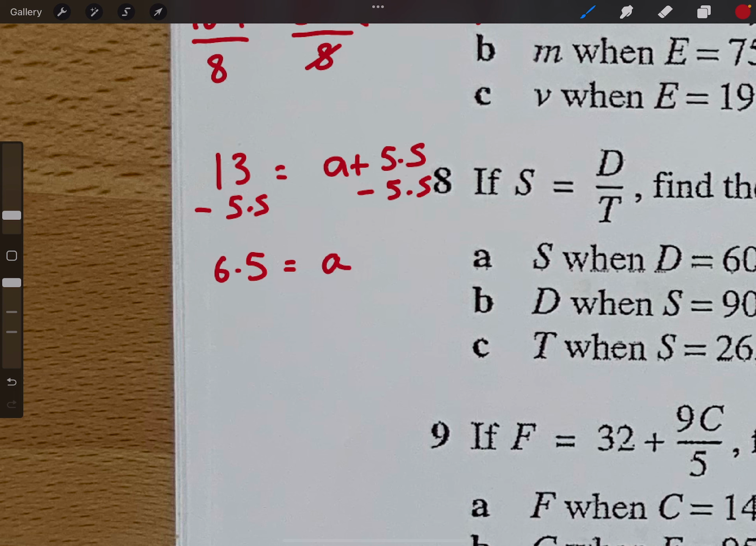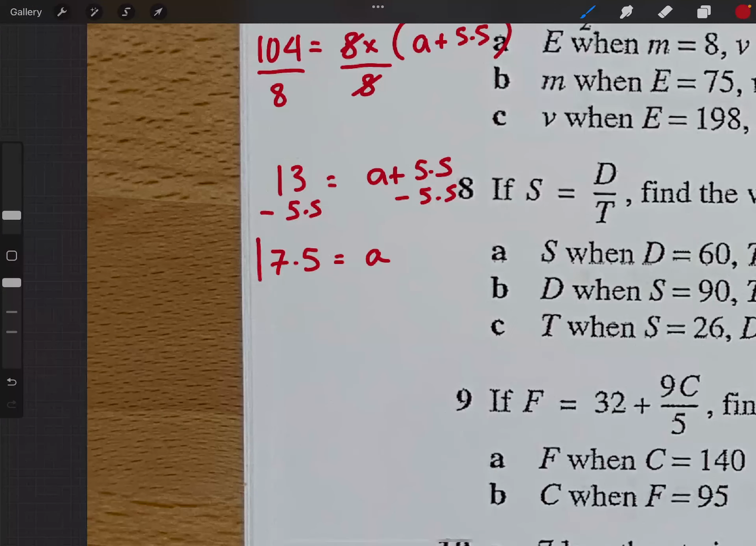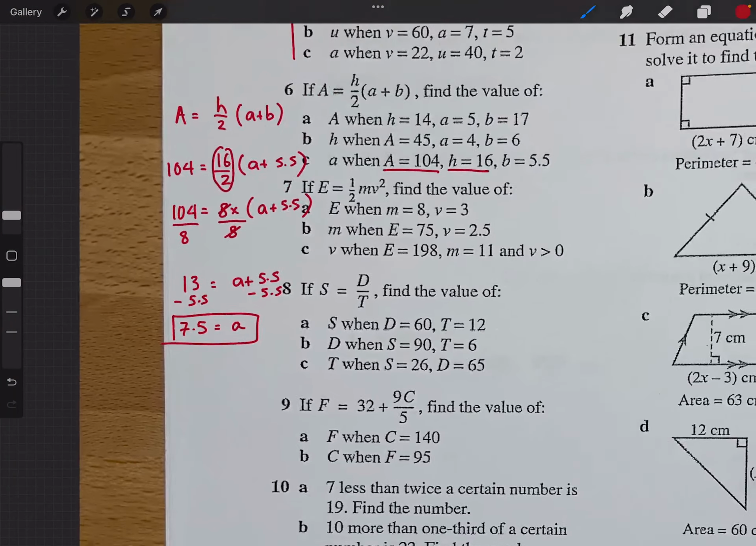Oh wait, hold on. Is it 6 or 7 point? Yeah, that's correct. Okay. Wait, hold on. Should be, yeah, 7.5, not 6.5. My bad. Okay, there's your answer for a.